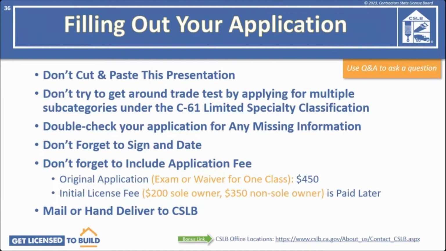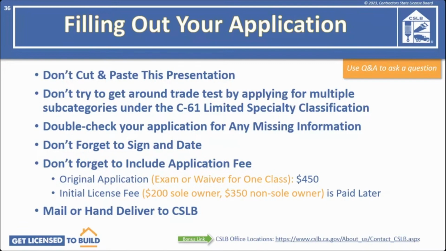One other note, CSLB gets more than 1,000 applications each month, so our application processing staff has seen it all. They've got 2 pieces of advice. First, don't cut and paste from this presentation. Also, don't try to get around having to take the trade test by applying for multiple subcategories under the C61 limited specialty classification. Okay, that is the content you'll need to fill out your application.